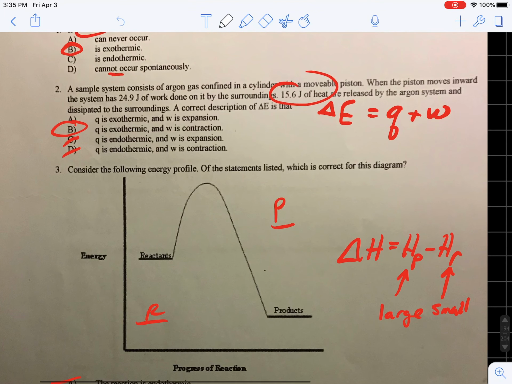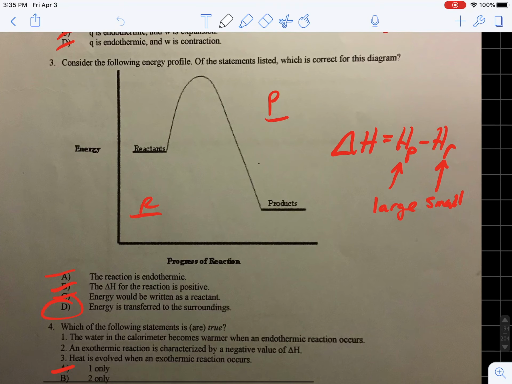In the second problem, they give you a system where they say 15.6 joules of heat is released. That means exothermic, so I can eliminate answers C and D. And then work done on it. So that means that the system is contracting. Work done by the system is expansion. Work done on the system is contraction.